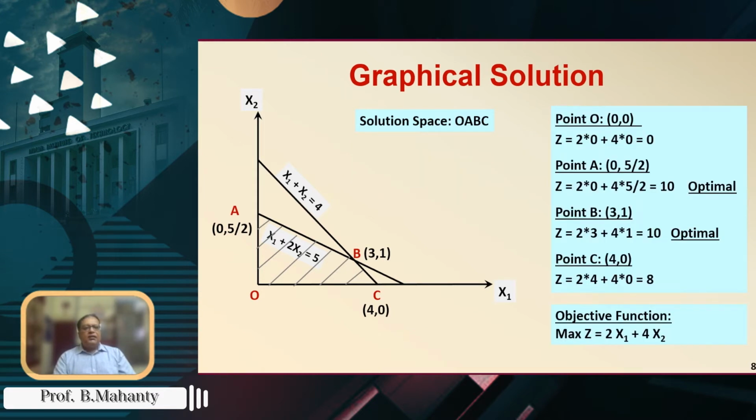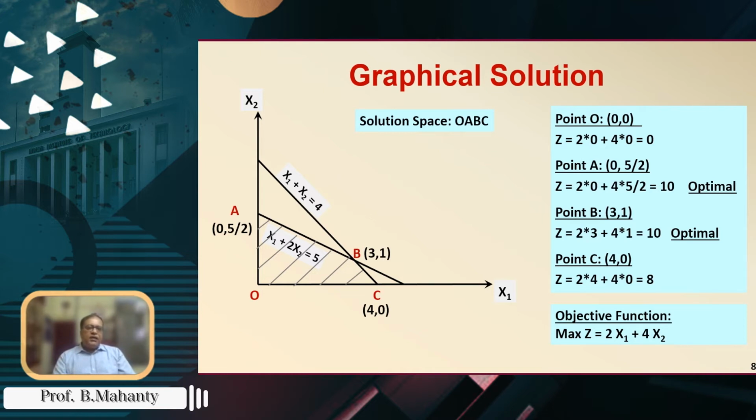So let us see, if we evaluate, point O is 0. At point A, the objective function value 2x1 plus 4x2 is 2 into 0 plus 4 into 5 by 2, equal to 10. Point B, 2 into 3 plus 4 into 1, also equal to 10. And point C, 2 into 4 plus 4 into 0, equal to 8.